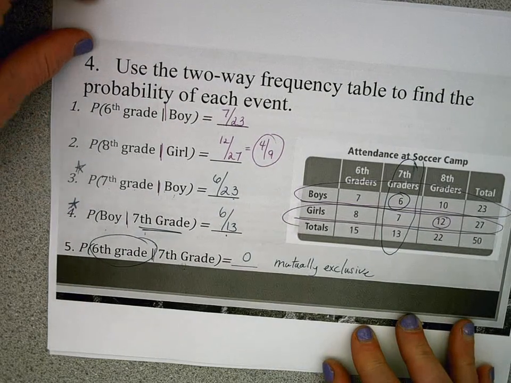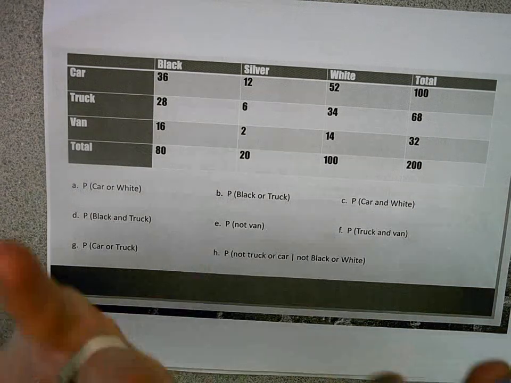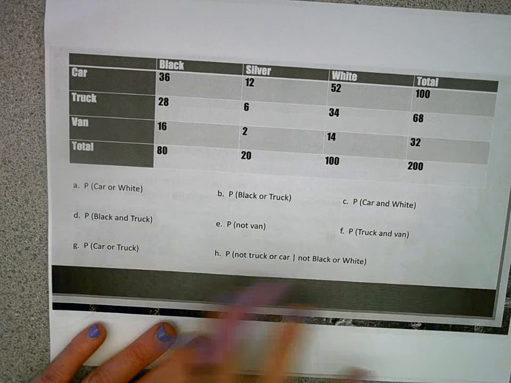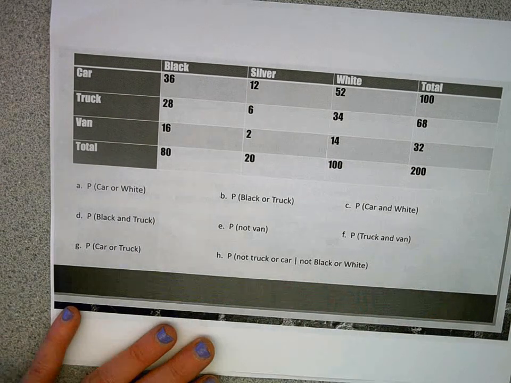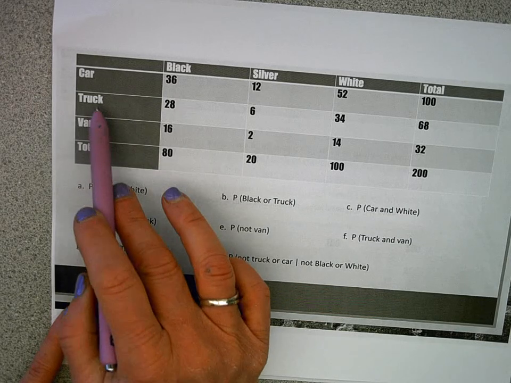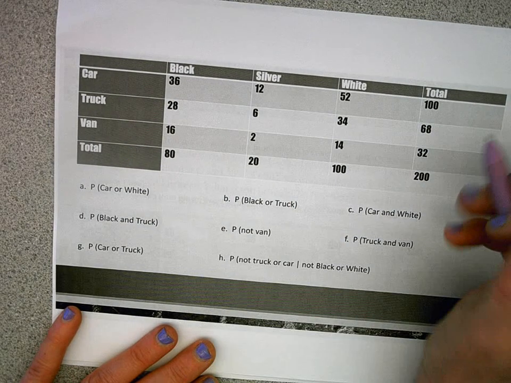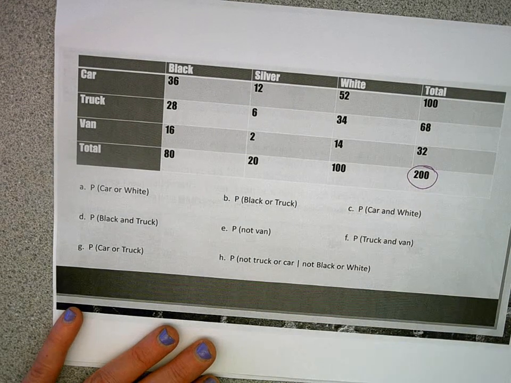Okay, so last thing. It's going to be on your homework. It's going to be on your test. It's going to be on the final, a table very similar to this. So if we're reading this table, this is cars and trucks and vans, and you have one color. Okay, so there's cars, trucks, vans. You have black, silver, and white. Out of this survey, 2,200 total vehicles were in the survey.